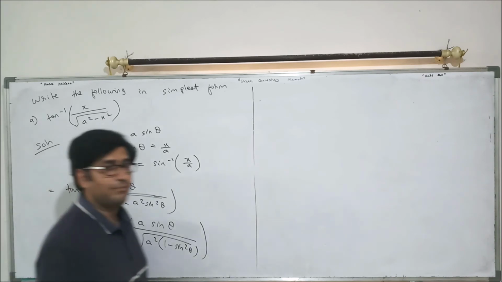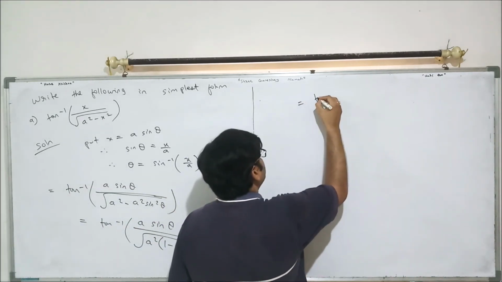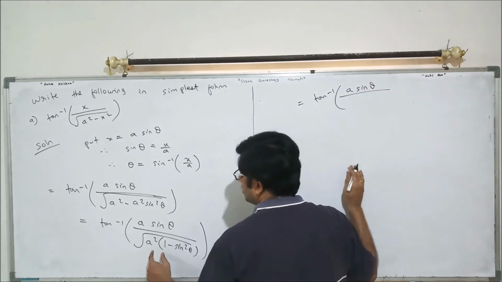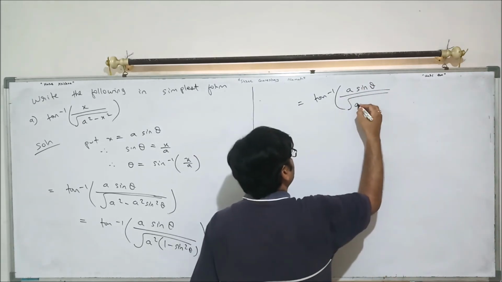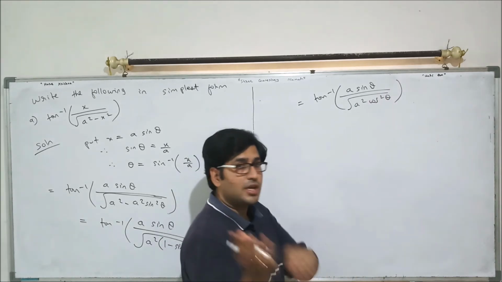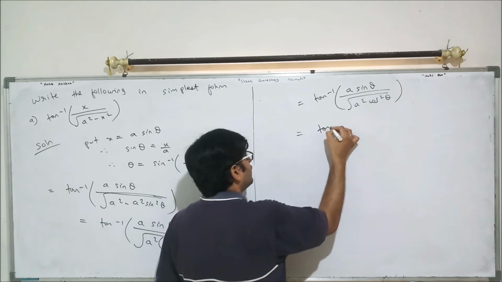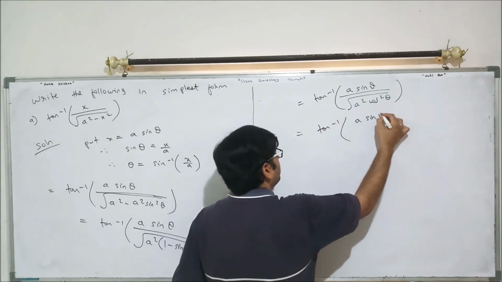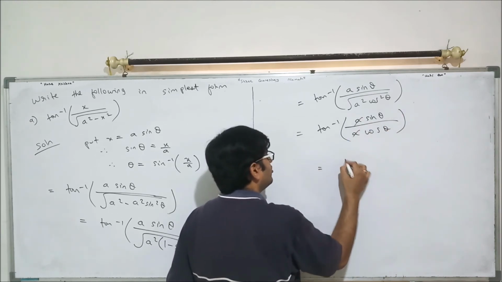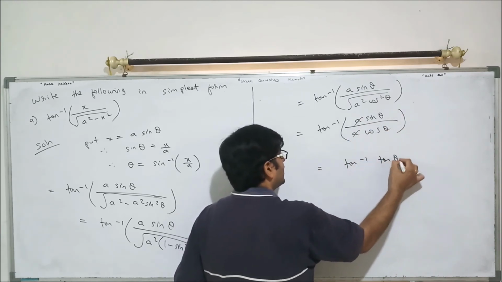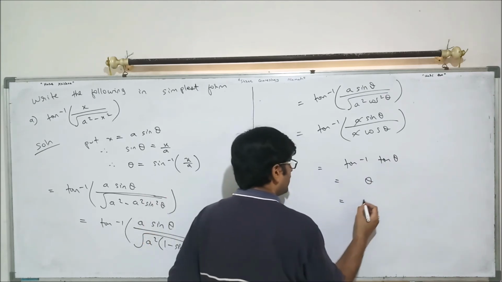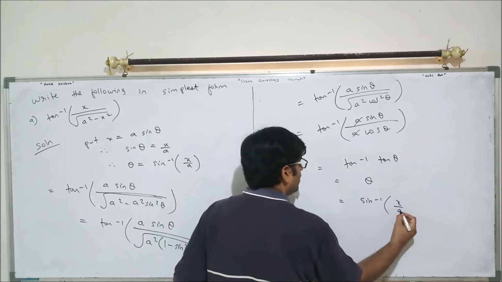So what will happen in the next step? So we get tan inverse of numerator a sin theta upon denominator, students, we are going to get square root of a square cos square theta, and both are perfect squares, so they come out of the square root. So we are going to get tan inverse of a sin theta upon, what comes out is a cos theta, a and a get cancelled, and you know this is tan inverse of tan theta, which is like tan inverse of tan x, which is x. But what is your theta students? It is sin inverse of x upon a.